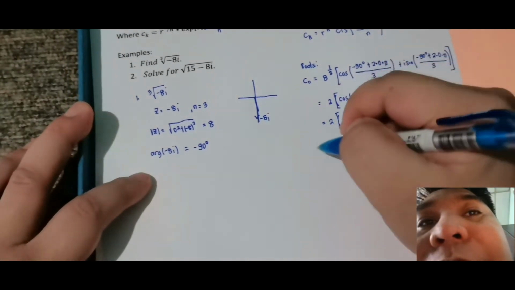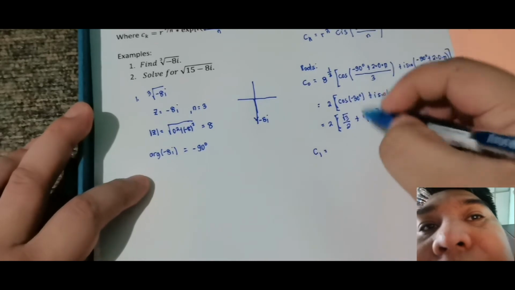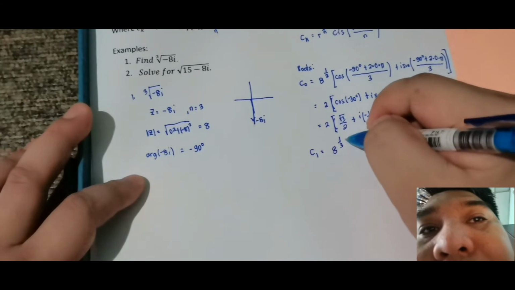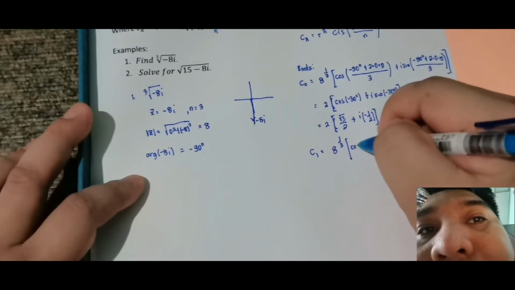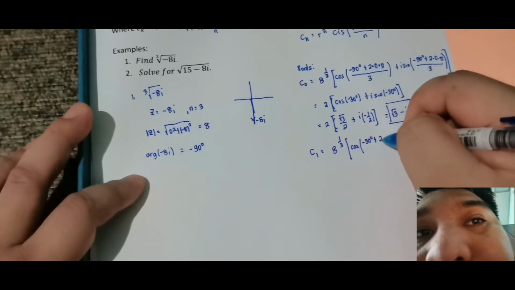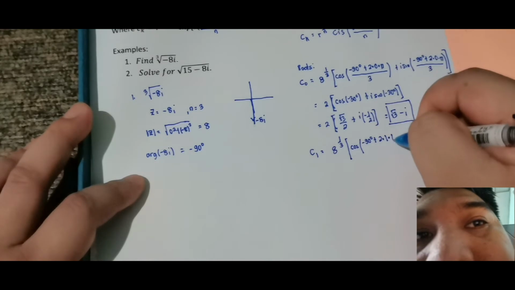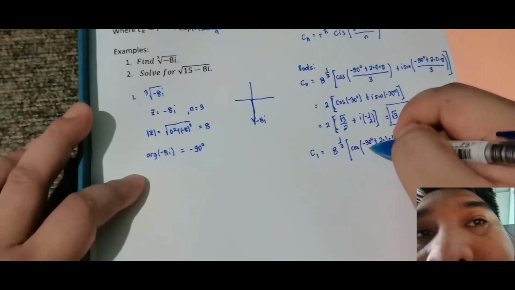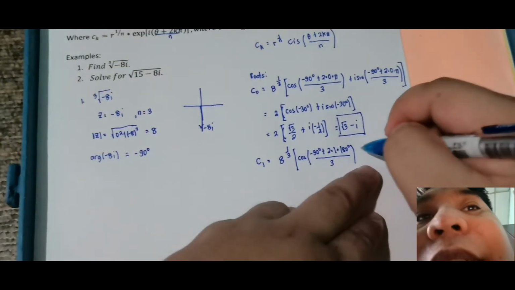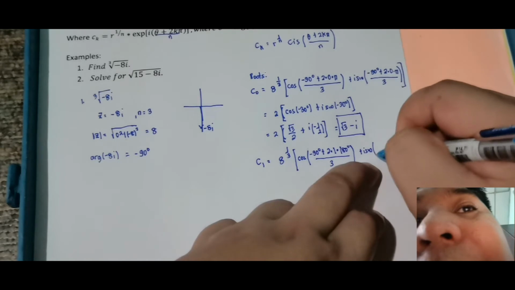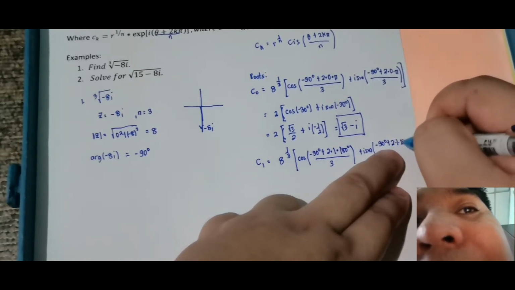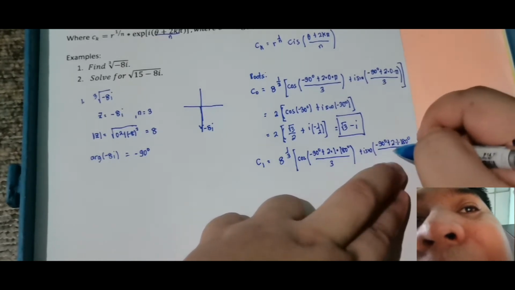So next is C sub 1. So C sub 1 is similar again. 8 raised to 1/3. Okay, then here it changes a little. This is cosine of negative 90 degrees plus 2 times 1, times 180 degrees here, so I use 180 degrees to avoid mistakes. So that is divided by 3. So where does the 3 come from? That's the n. Plus i sine of negative 90 degrees plus 2 times 1 times 180 degrees all over 3.